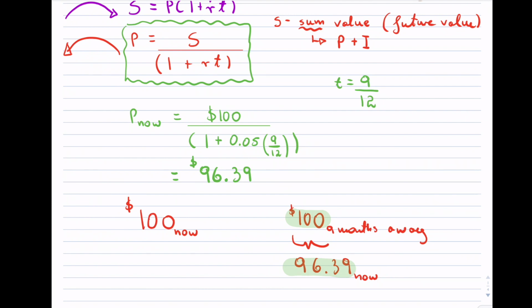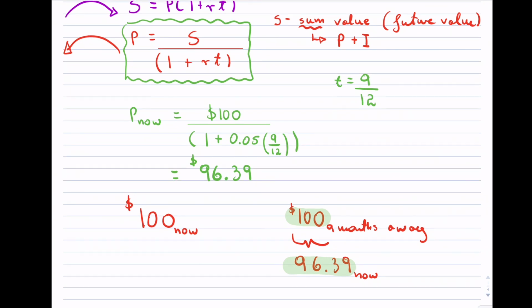That these two are equivalent. They're the same. Now, numerically they're different, but because of the 5% interest, they're the same. It's exactly the same amounts, just at different points in time. And now clearly, if I'm comparing, then this 100 is actually bigger, because it compares to this 96.39.